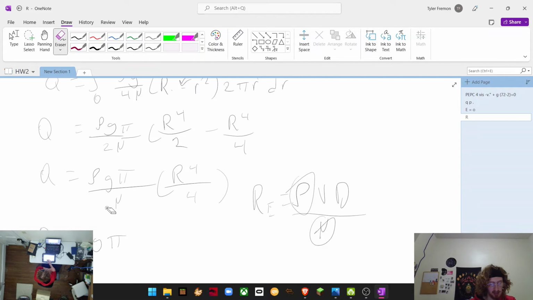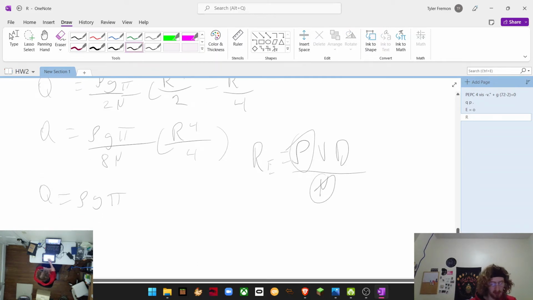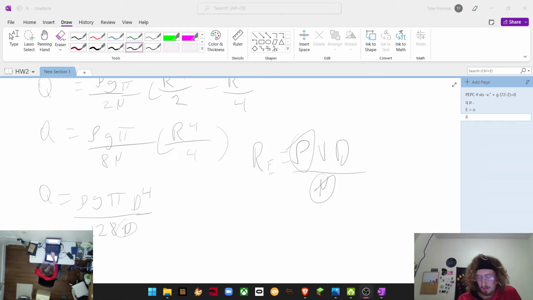I did, this should be 8. Sorry about that. So we have rho g pi over 128 mu, and then R to the 4th, D to the 4th. So we have rho, we have D, we have our mu, and then we need to find a way to express this with V as one of the terms.